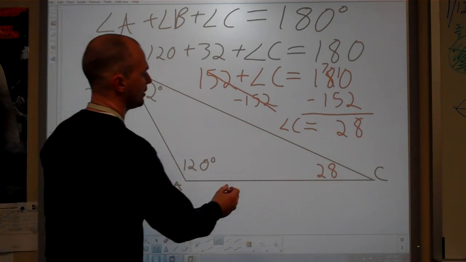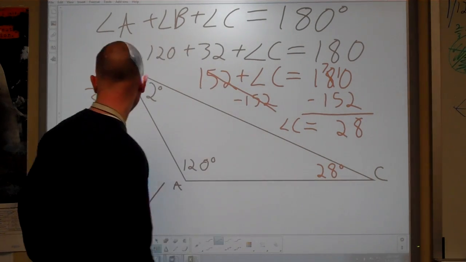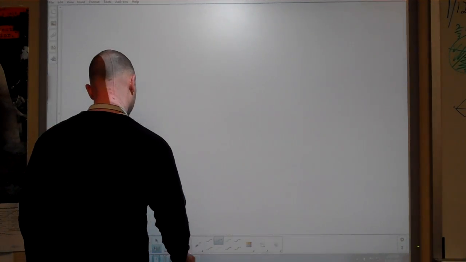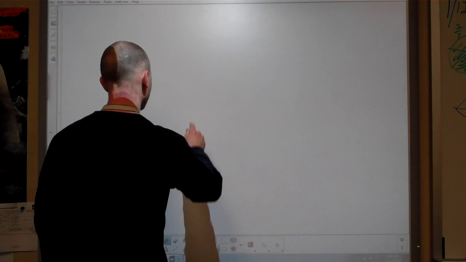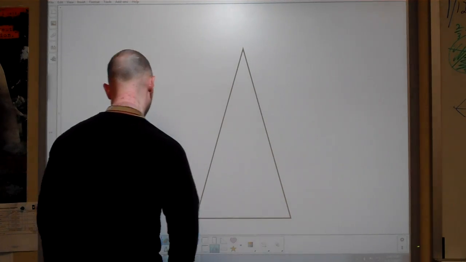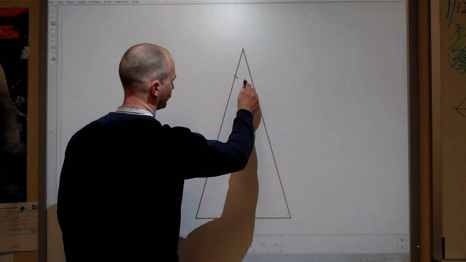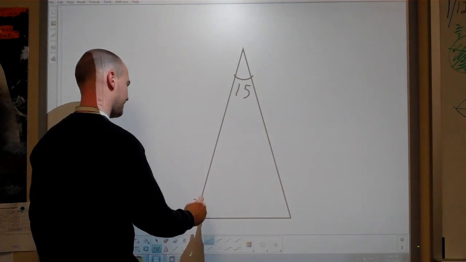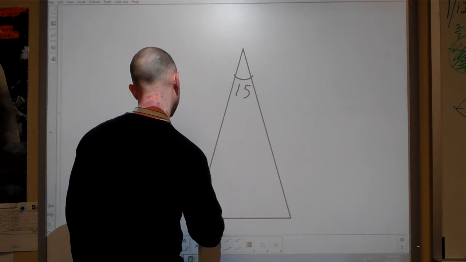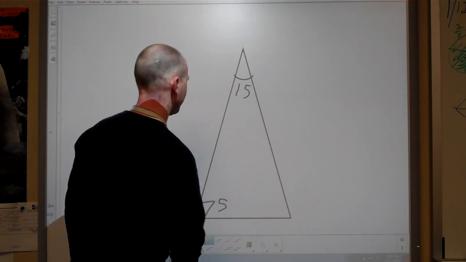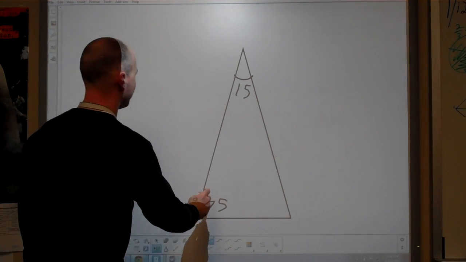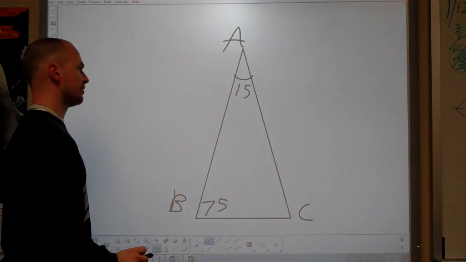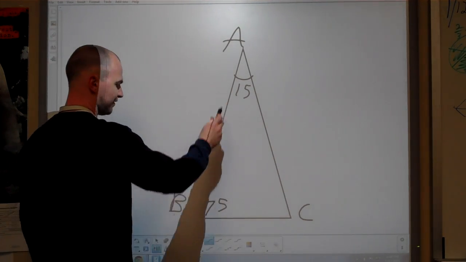It checks. So here, angle C would be 28 degrees. Let's do a few more. So here, if I've got, it looks like about 15 degrees. That's 15, and this is 75. Okay, if that's 15 and that's 75, so let's call this angle A, angle B, and angle C. So if I'm looking for angle C here, this is 15, this is 75.